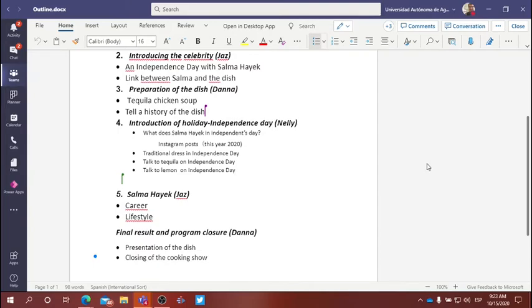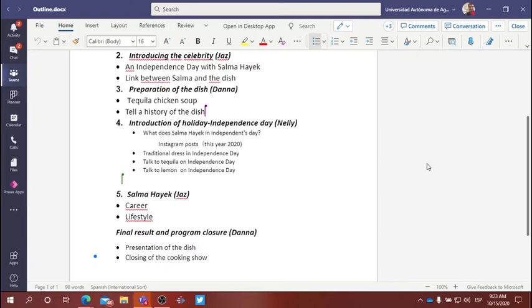We don't want to talk about aspects of Salma Hayek that don't relate a lot to Independence Day or to the dish. It's okay to talk a little bit and provide a little extra information, but the main thing is to connect as much as possible, in this case, the celebrity, the dish, and the holiday.